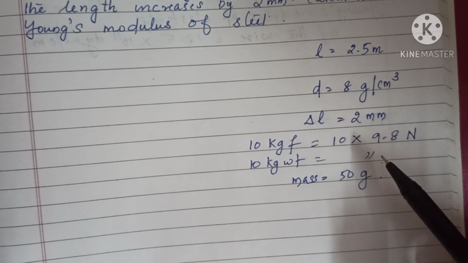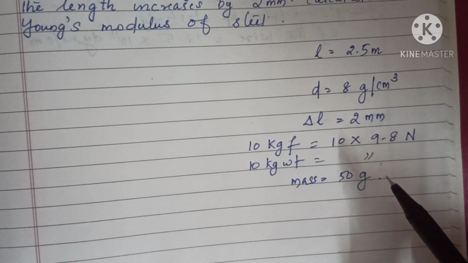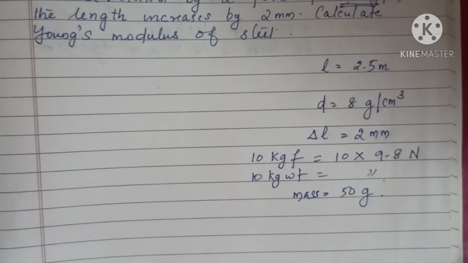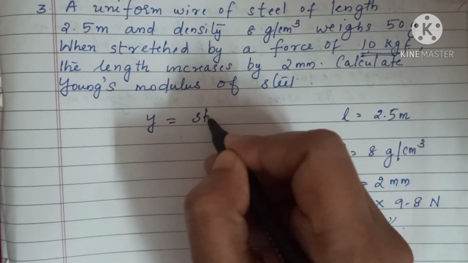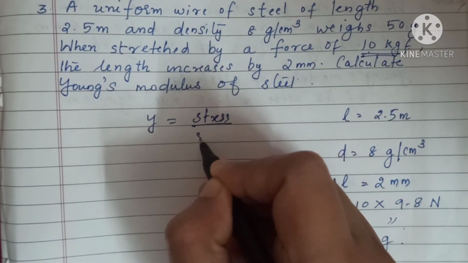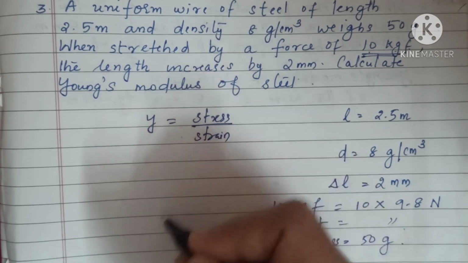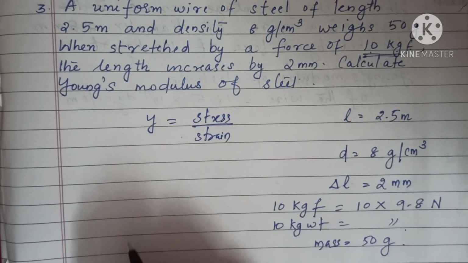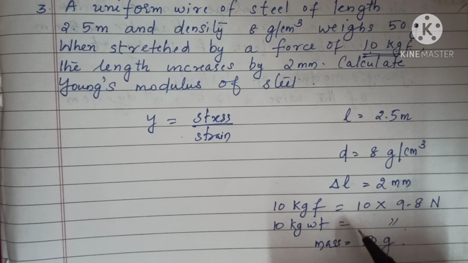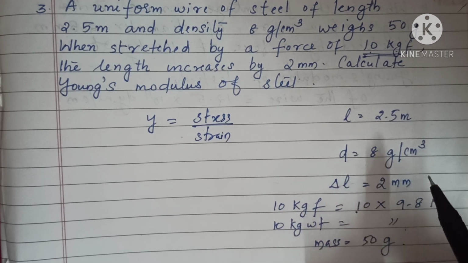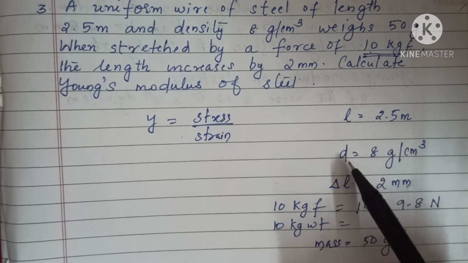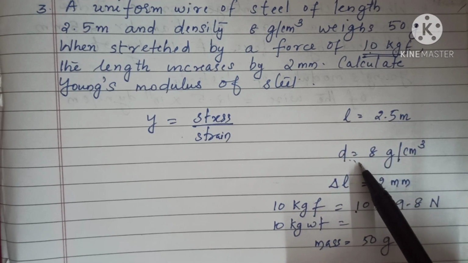So here what we have to find is Young's modulus, right? So Young's modulus, you have the expression. What is the expression? Young's modulus is equal to stress divided by strain. You know that general expression, isn't it? And here what all things we have? Force we have, but area we don't have. Instead, we have the value for density.